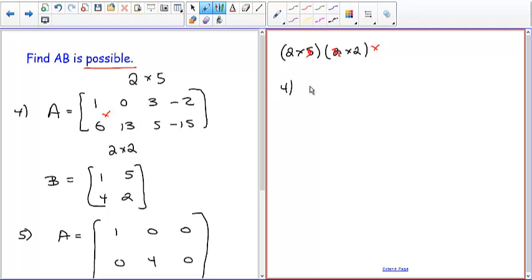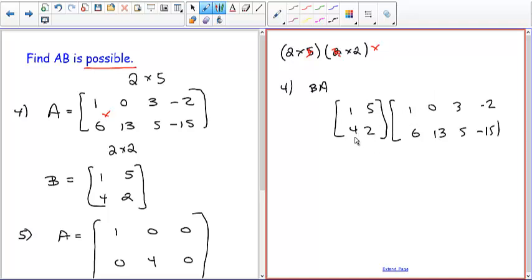Now I could do B times A. So that would be 1, 5, 4, 2 times 1, 0, 3, negative 2, 6, 13, 5, negative 15. And the way that works is you take this times that and that times that, and you add them together. So you take row 1 times column 1 and add them. So 1 times 1 plus 6 times 5, so it's 1 plus 30, so you get 31.